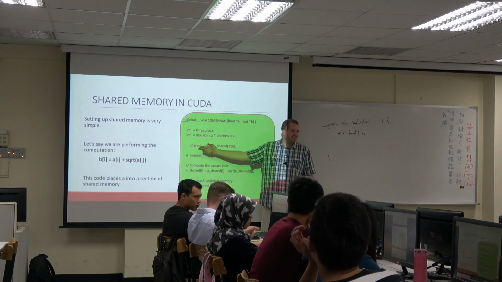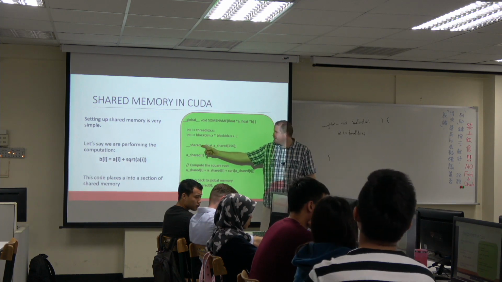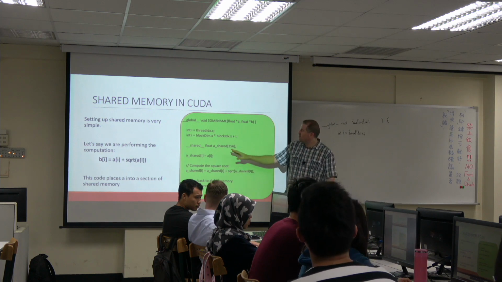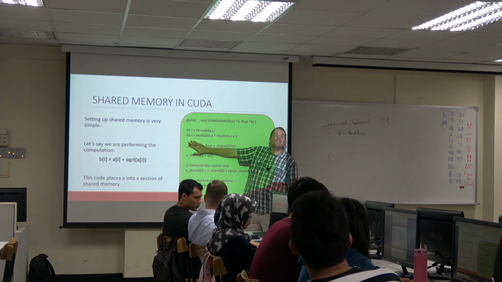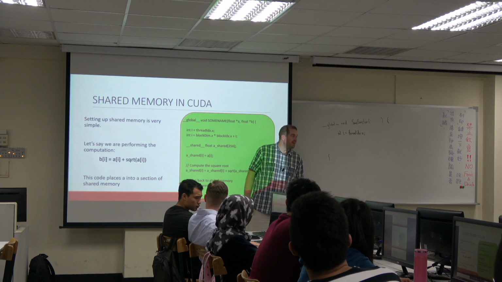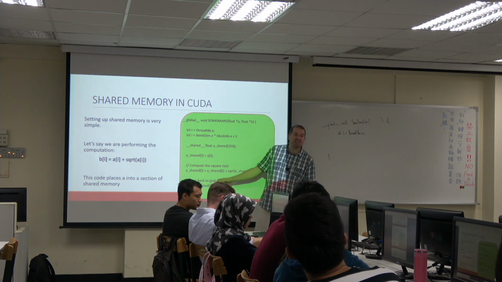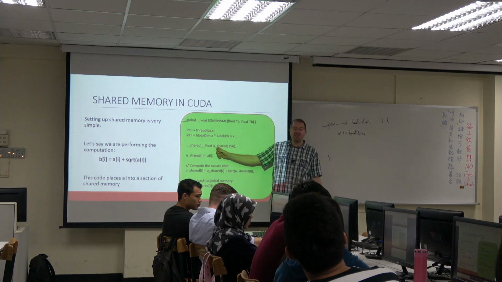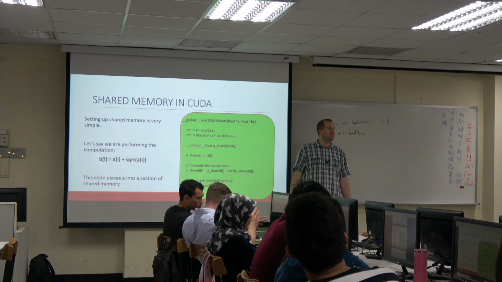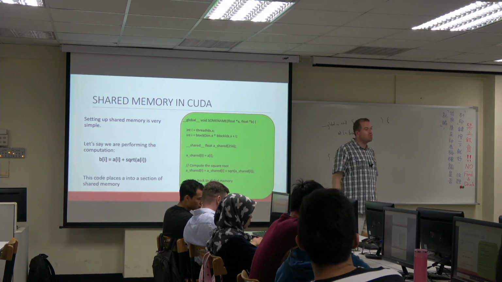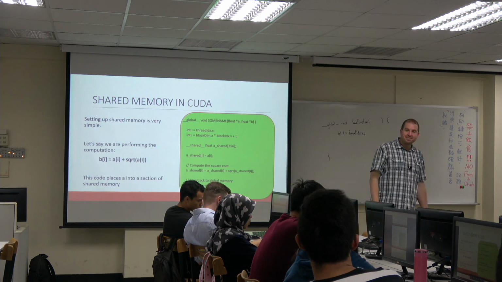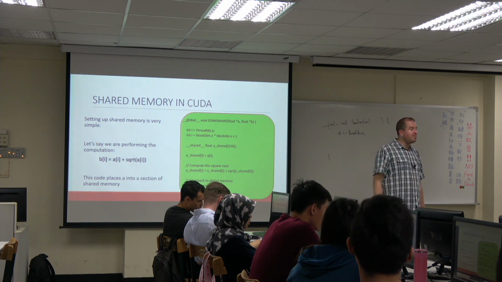We write __shared__. So what does this mean? Normally, if we don't write __shared__ here, what will happen? It means that every thread is going to create a variable called A shared containing 256 elements. This is a very good way to run out of register memory. We don't have that much memory in registers.